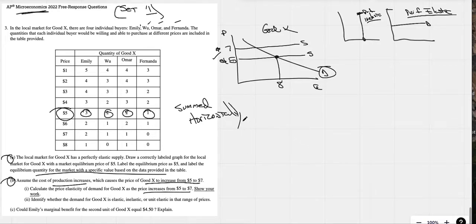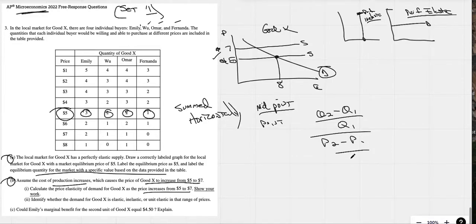Show your work. Now, understand that if we're looking for PED or price elasticity of demand, there's a couple ways you can do this. You could use what we call the midpoint formula, which is more work-heavy. Some teachers will force you to know how to do this. The College Board will let you use the midpoint formula, or they'll just let you use what we call the point formula, which is Q2 minus Q1 over Q1, divided by P2 minus P1 over P1.